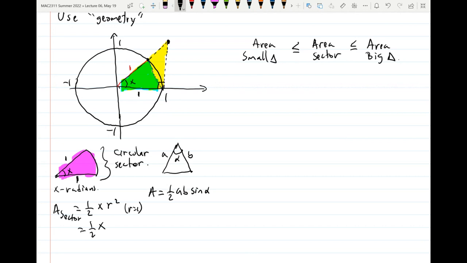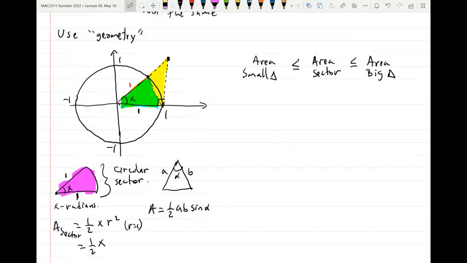So that means the area of the small triangle is 1/2 times a times b. A and B are both equal to 1 in our case, so that's 1 times 1 times the sine of x, the sine of the angle in between. The area of the sector, as you just saw, is 1/2 x.